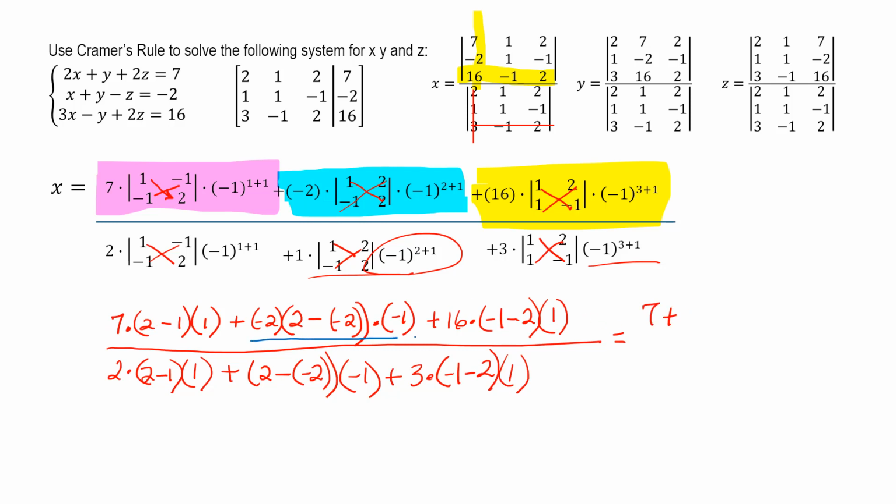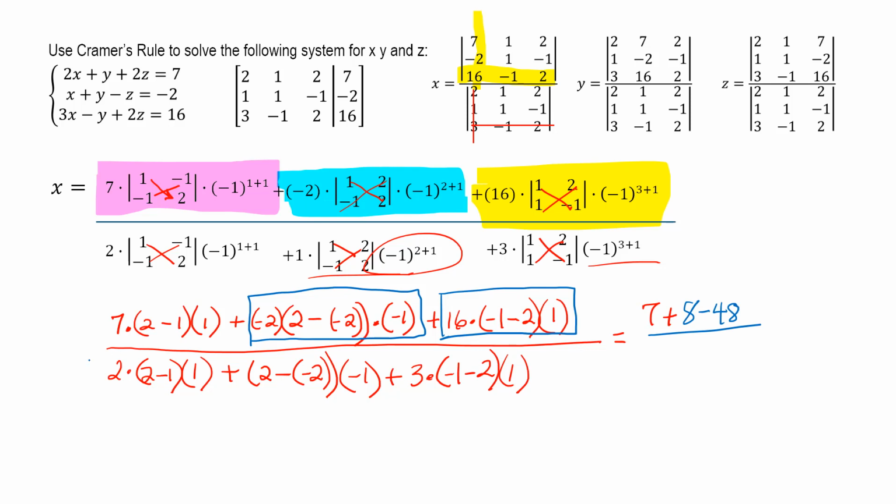Then right here, I'm going to do this one. I've got -2 times 4, which is -8. And then multiply that by -1, so it's +8. And then last of all, I've got this. So that's 16 times -3, which is -48.